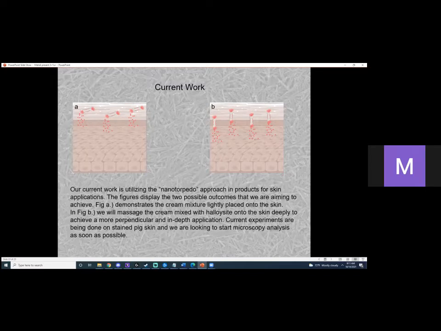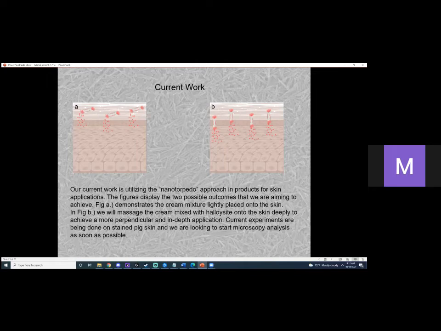Our current work is utilizing the nanotorpedo approach in products for skin applications. The figures display two possible outcomes that we are aiming to achieve. Figure A demonstrates a cream mixture that we will be making, which is lightly placed onto the skin, and we expect the halocytes to be layered like that onto the skin. And then in figure B, we plan to deeply massage the cream with halocyte onto the skin to achieve a more perpendicular and in-depth application, and to see the difference in both, and to see which one is more effective, or if either of them are effective.